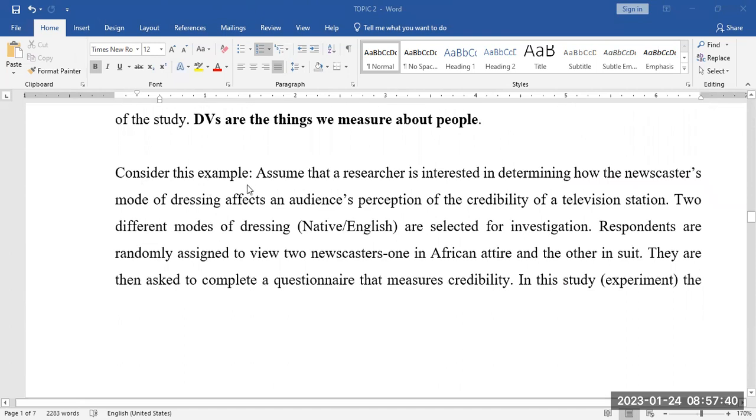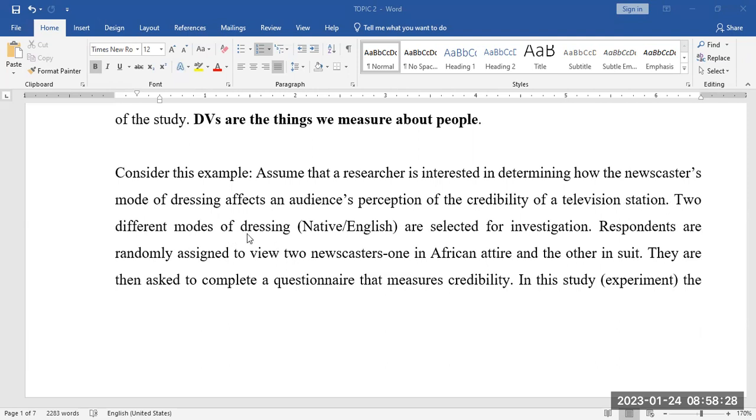For example, assume that a researcher is interested in determining how the newscaster's mode of dressing affects an audience's perception. So assume you are the researcher and you are interested in knowing how the reporter's mode of dressing affects an audience's perception of the credibility of a television station. Because some people will look at the way you dress and say that news is not credible because of the mode of dressing.